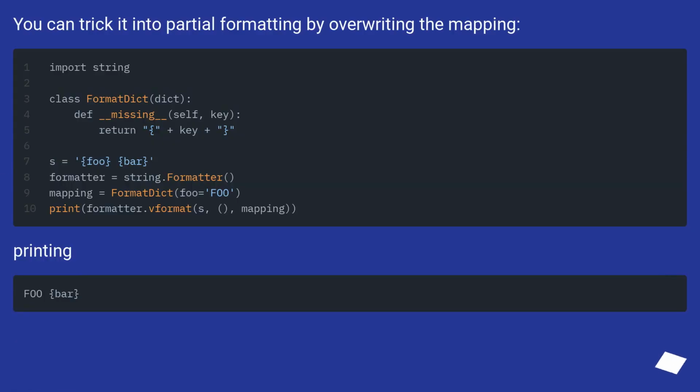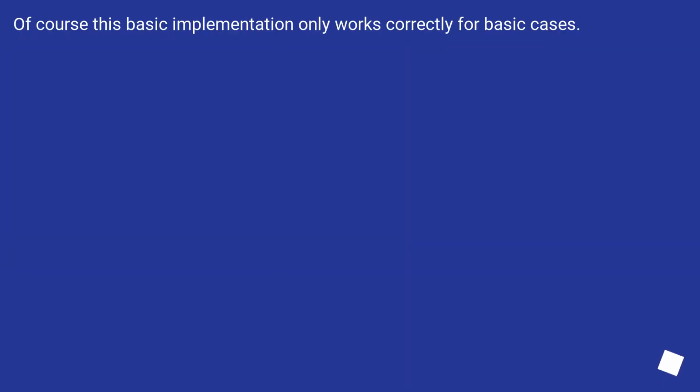you can trick it into partial formatting by overriding the mapping. Printing. Of course, this basic implementation only works correctly for basic cases.